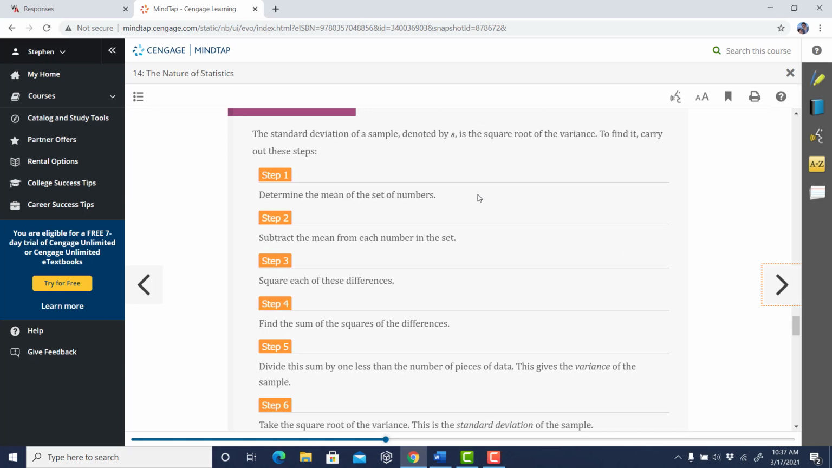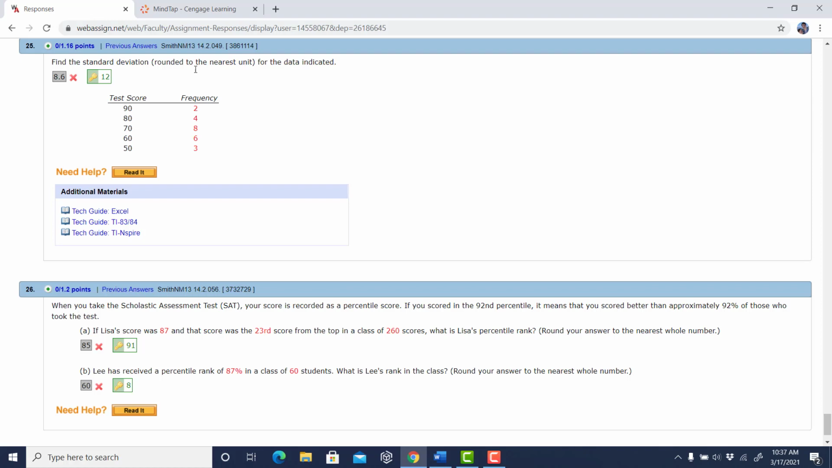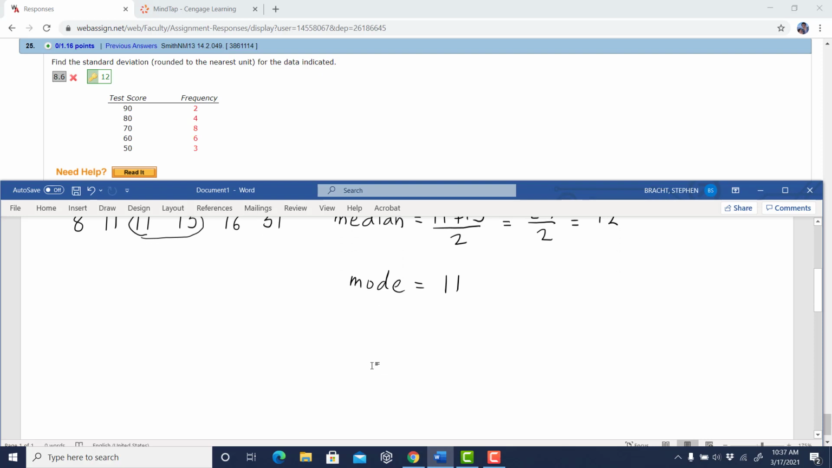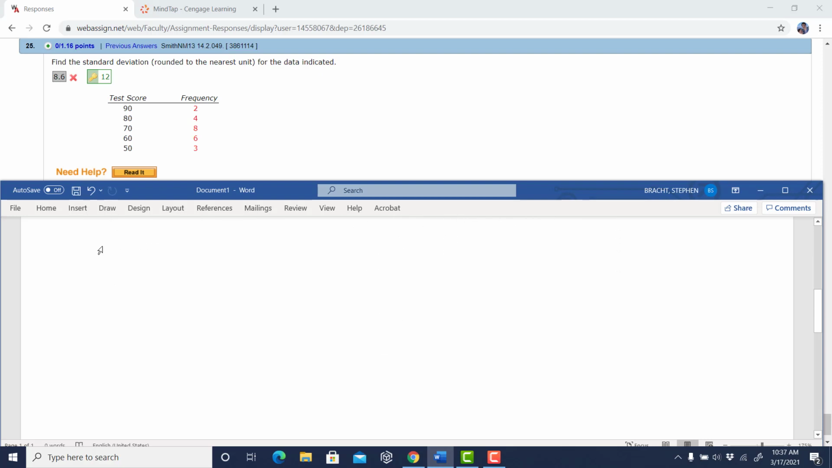Step 1, determine the mean of the set of numbers. So the mean, like we saw in the earlier problem, is found by taking the sum of the numbers and then dividing by the number of numbers. So to find the sum of the numbers, we can do it like this. We have to remember that these values have a frequency attached to them, right? So we can't just add up these numbers, we have to factor in the frequencies, right?